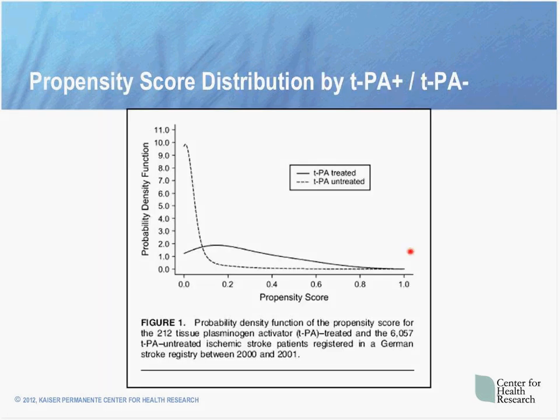So here is the distribution of propensity scores between those who received and those who did not receive tPA. Those who did was a small group. It was 200 out of over 6,000. So it was a small group, but we got a pretty healthy disparity in terms of propensity score distributions.